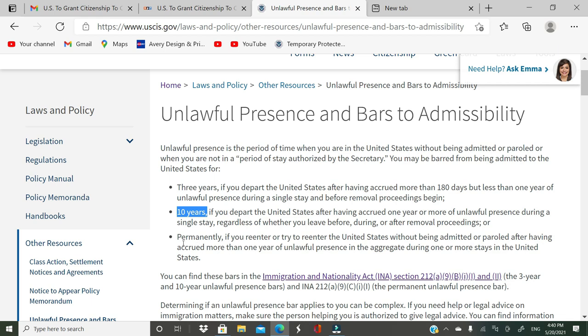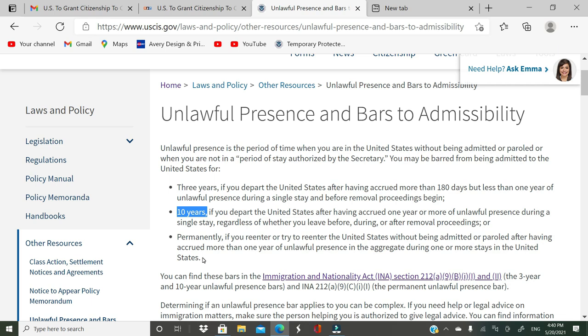And then how does a person trigger a permanent bar? Permanently is if you re-enter or try to re-enter the United States without being admitted or paroled after having accrued more than 1 year of unlawful presence in the aggregate during one or more stays in the United States.